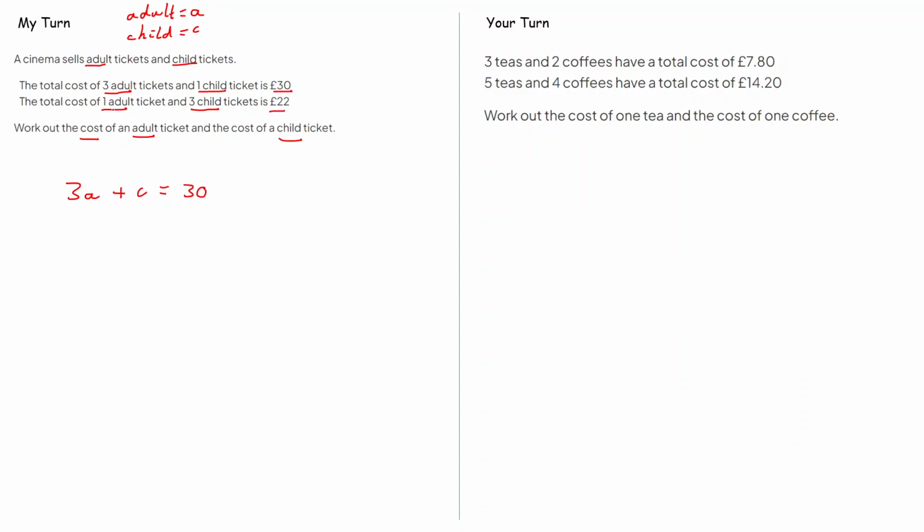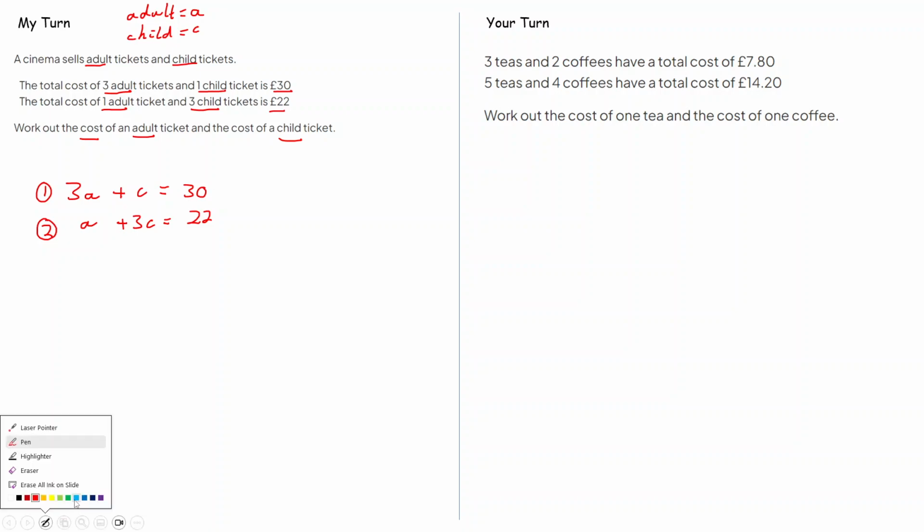And the one below, right, we've got one adult ticket, so 1A or just A, plus 3 child tickets, so plus 3C, is equal to a total cost of £22. And this stuff here we've now seen 100 times before, haven't we, on the previous 2 videos. So let's call these equation 1 and equation 2, and let's solve them simultaneously, or algebraically you could say. The issue here is that the A parts are not the same, and the C parts are not the same, so either the A's or the C's must have matching coefficients.